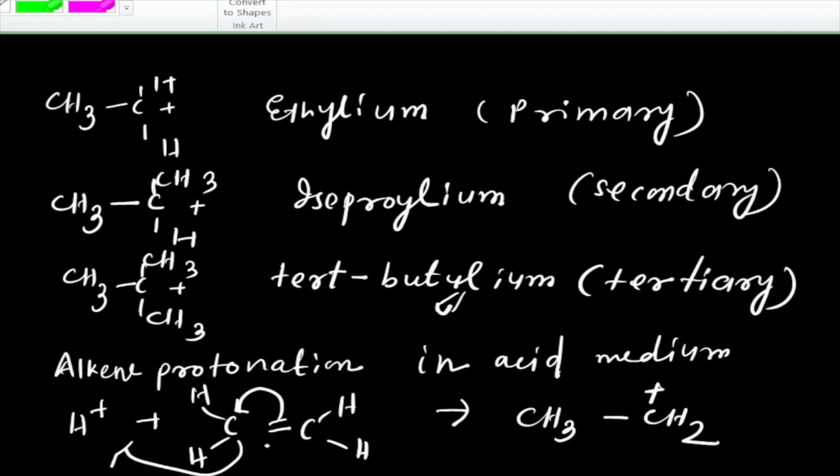The hydrogen, here CH2 is there, and the H plus ion is delocalized to this side, meaning it will jump and attach here. So what is the name? The name is CH3CH2+. That means ethyl carbonium ion, or you can say ethylium.